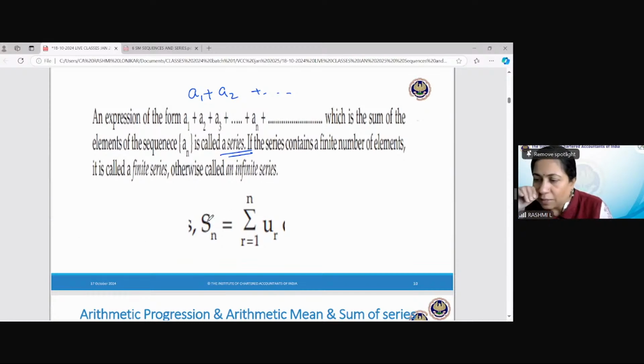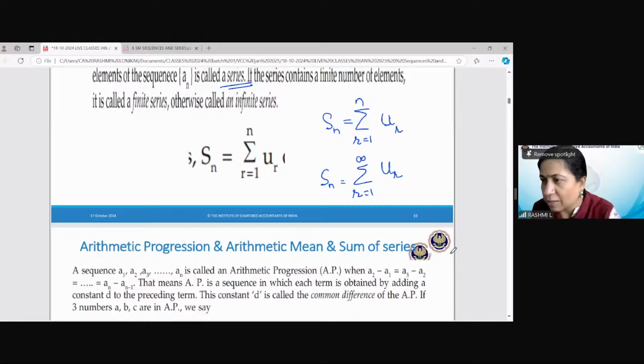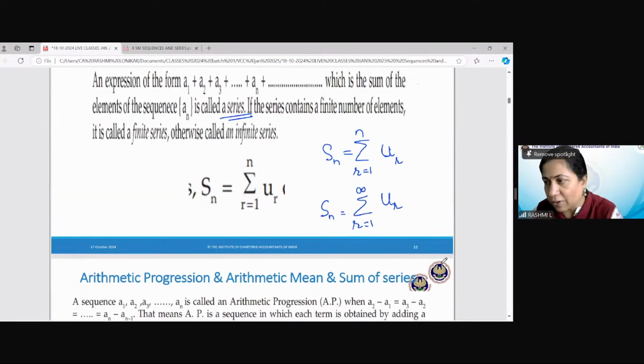Okay, and this addition is given by Sn. So how is it written? Sn, where n is the number of terms in the series, is equal to, this is the sign of summation, summation r going from 1 to n of Ur. What will happen if it is an infinite series? Then you will write Sn is equal to summation r is equal to 1 to infinity of Ur. Okay, so infinite series and finite series. If the series contains a fixed number of elements, then you say it's a finite series. When it is not defined, then you call it an infinite series.